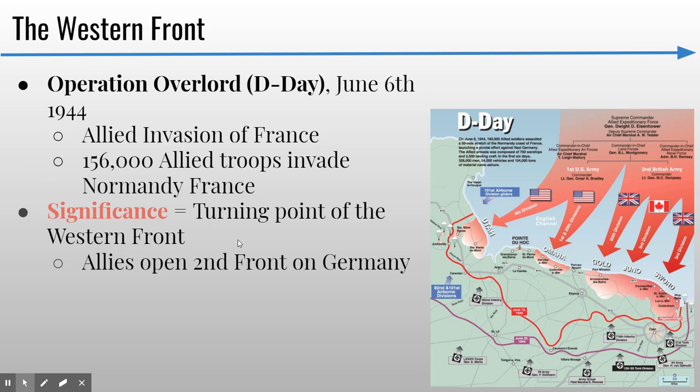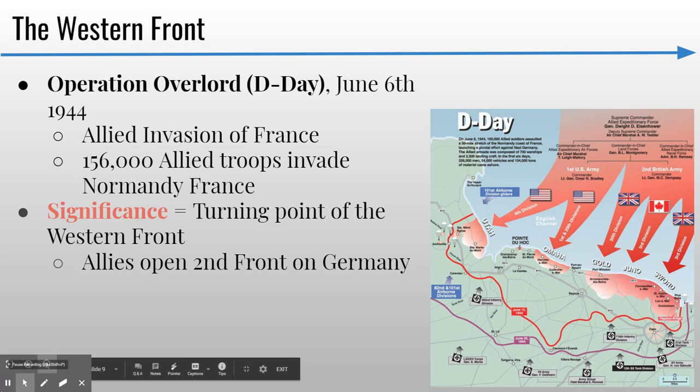So the Allies land on these beaches here in Normandy, France, and begin to slowly push the Germans back in Western Europe. D-Day is a significant event because it's actually the turning point on the Western Front, and this is where the Allies open up that second front on Germany, so the Germans are now fighting both the Soviets in the east and the Allies in the west, and they're kind of stuck in the middle.